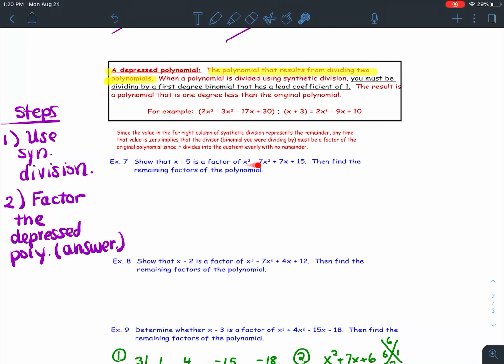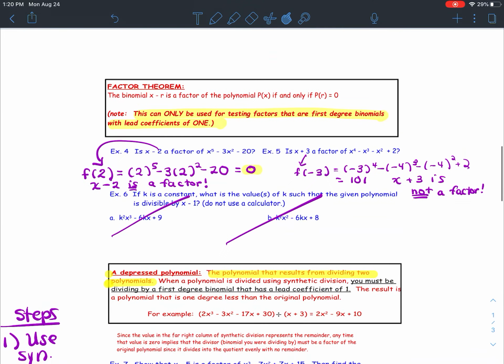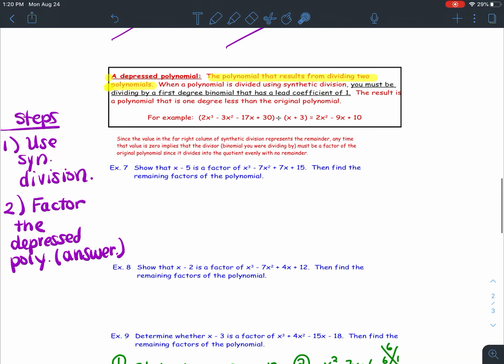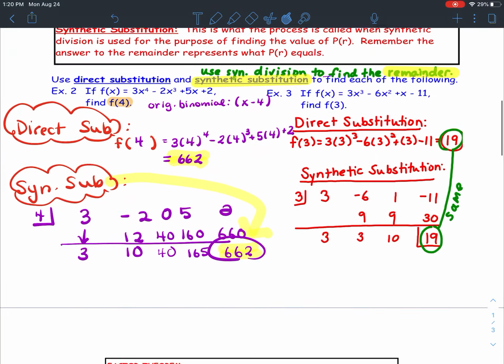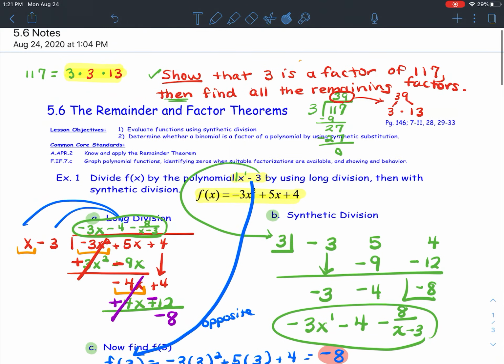Now, if this just said show that x minus 5 is a factor of this cubic polynomial, we could simply do what we did up above here, do direct substitution, and either show that the remainder is 0 or that the remainder is not 0. But because there's a second part to the directions that say then find the remaining factors, we need to actually perform the synthetic division.